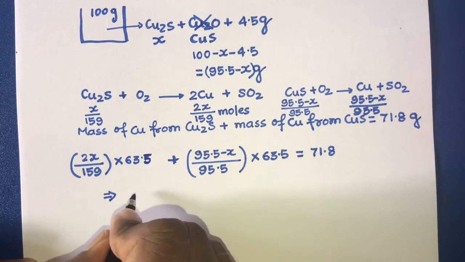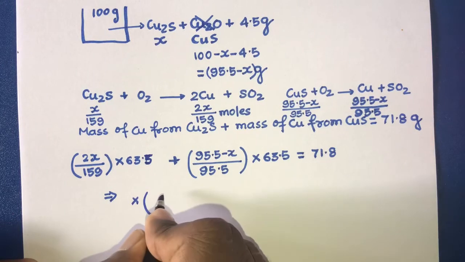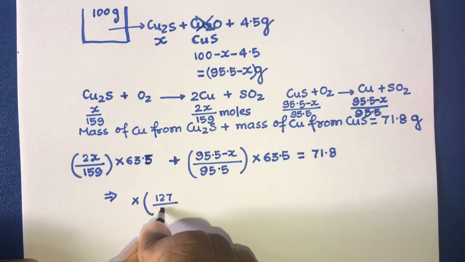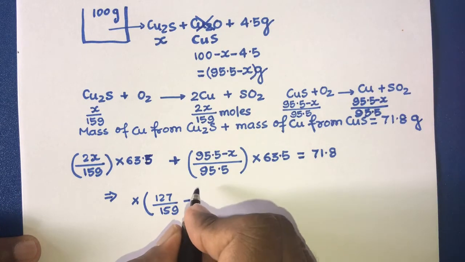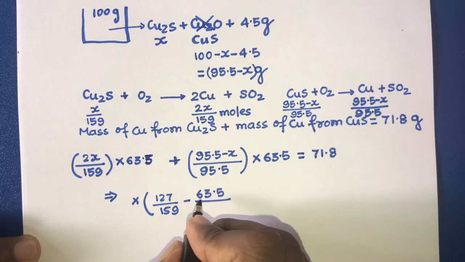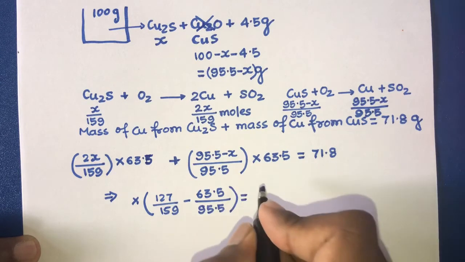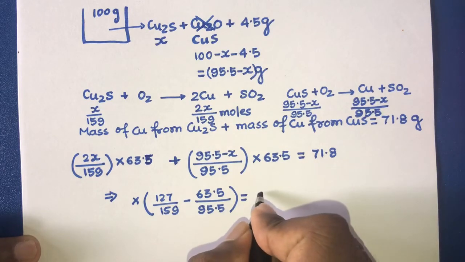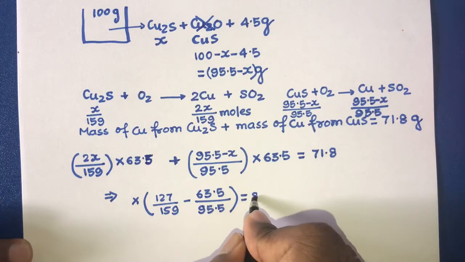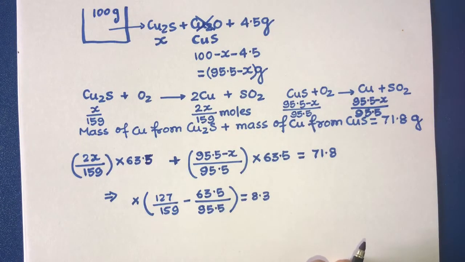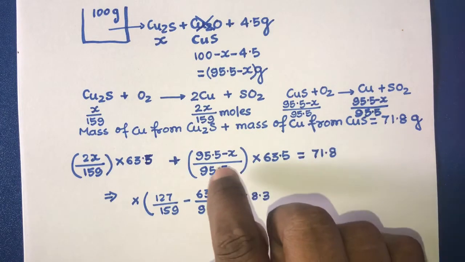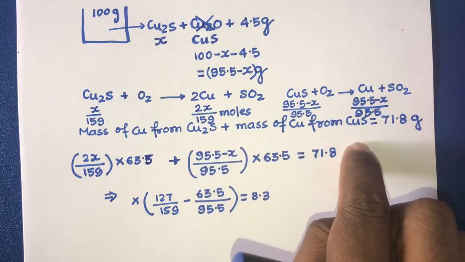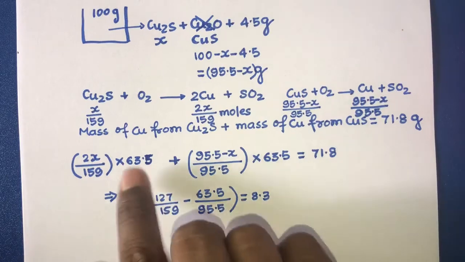Next, you have to simply solve this for x. If you solve it, you get x into 127 by 159 minus 63.5 divided by 95.5, and it will be equal to, when you multiply 95.5 into 63.5 and subtract it from here, you will get this much. So basically you have to solve this simple linear equation.